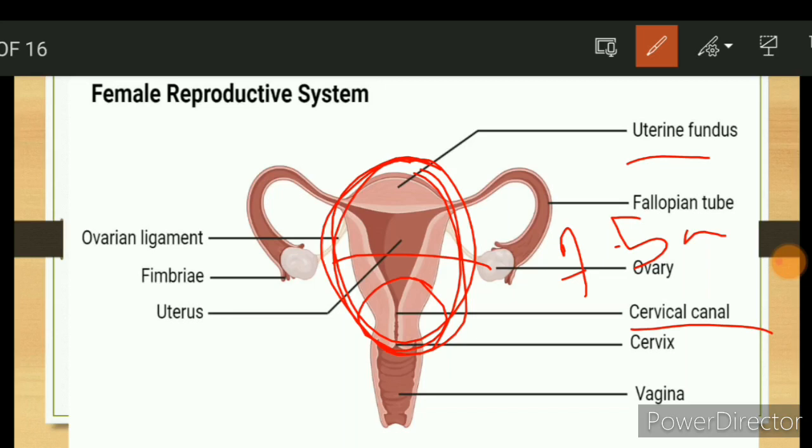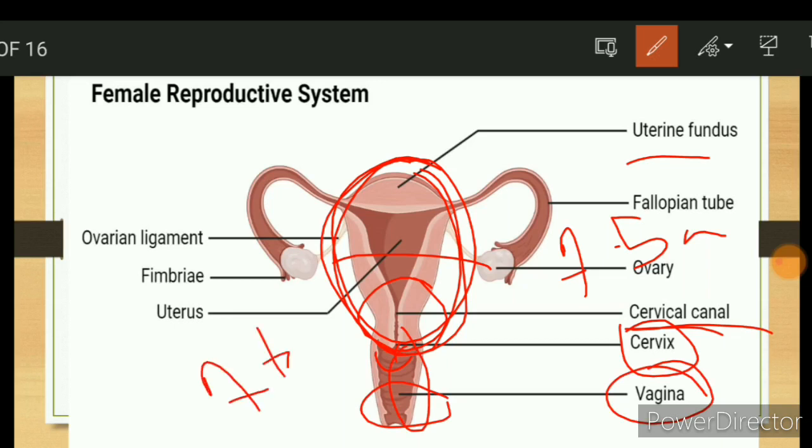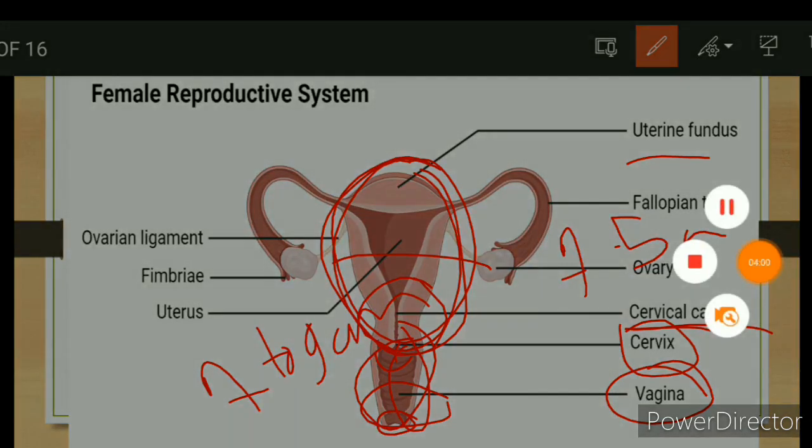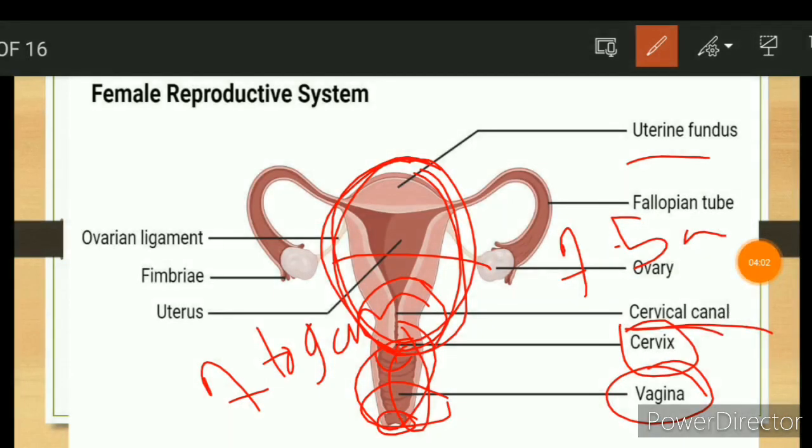The female uterus has the cervix, or the cervical canal, at its end part. The cervix opens into the vagina. In the female reproductive system, the vagina is the copulatory organ. It has a length of 7 to 9 centimeter. It has a small closing portion made of a membranous layer, and that is called the hymen.